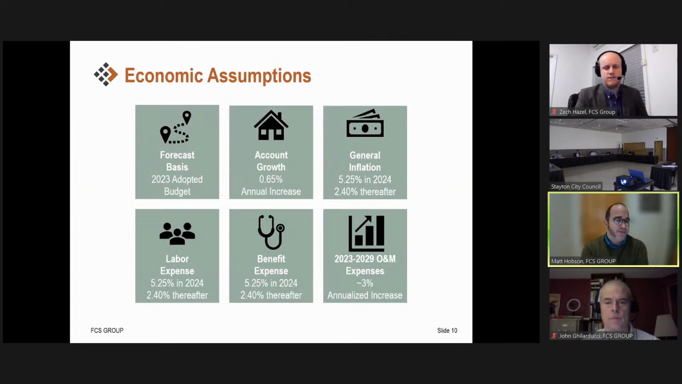The key assumptions for the operating forecast is we start with a baseline of this year's budget. Customer count growth is based on PSU's population growth estimate of 0.65% annual increases over the forecast. General inflation, we're forecasting a somewhat higher clip next year, but then growing more to long-term average conditions each year thereafter. And those assumptions apply to both general expense, labor, and benefits. Big picture over the next several years, 2023 to 2029, operating expenses we're forecasting just about 3% per year.